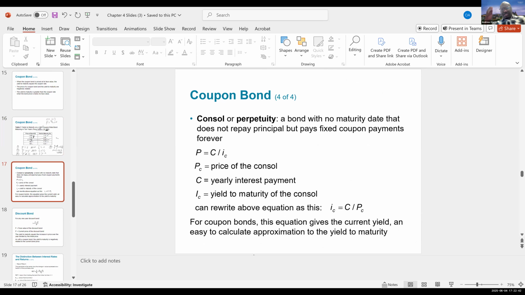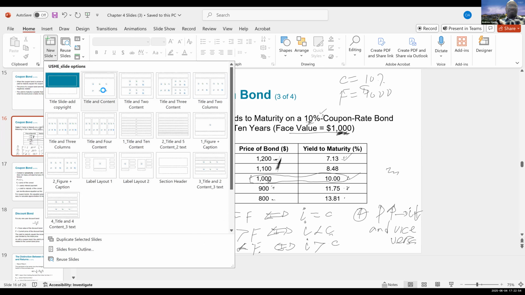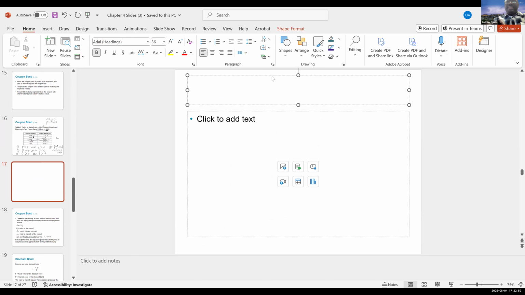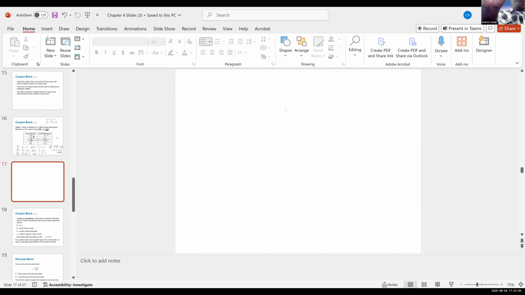I want to talk about a specific type of coupon bond. That specific type of coupon bond is what we call a consol, or perpetuity bond. Back in the days, this started in England, the UK. So we talk about consol.